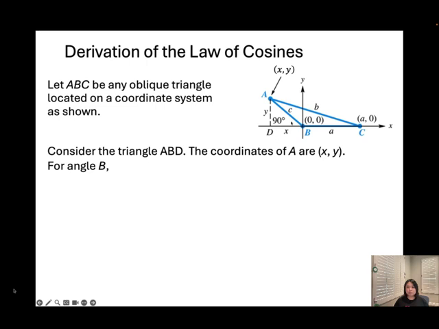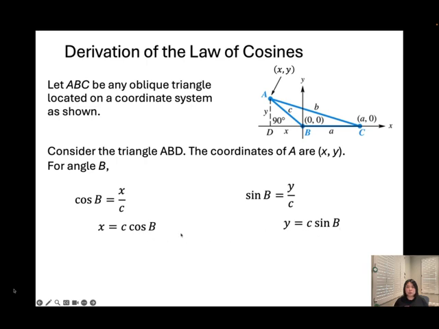For the angle B, we have cosine B equal to adjacent over hypotenuse, so that will be x over c. And then x will be equal to c cosine B. You multiply by c on both sides. And how about sine B? Sine B will be opposite over hypotenuse, which is y over c. And then we multiply by c on both sides again, so y equals c sine B.